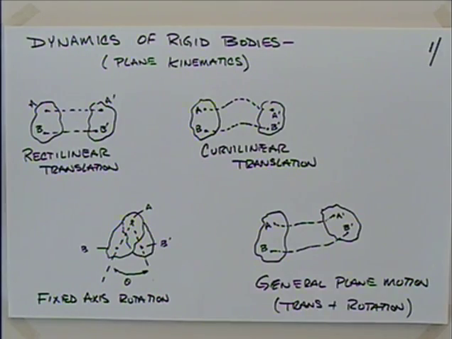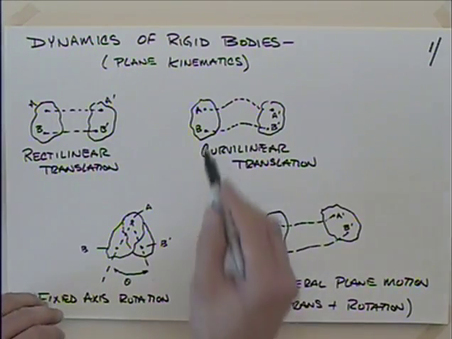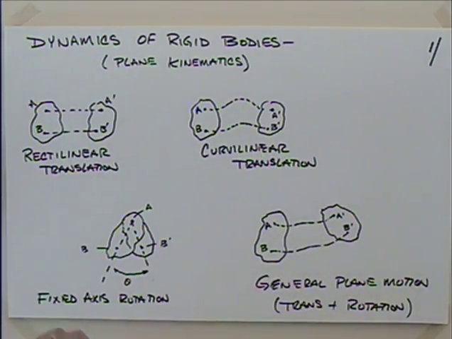Some of the terms and concepts that we'll talk about would be simple translation, or rectilinear translation. We're just moving in a straight line. Then we could spice that up a little bit and have curvilinear translation, where you're moving through some curve, but those 2 paths, going from A to A prime and B to B prime, would be equal length and parallel.